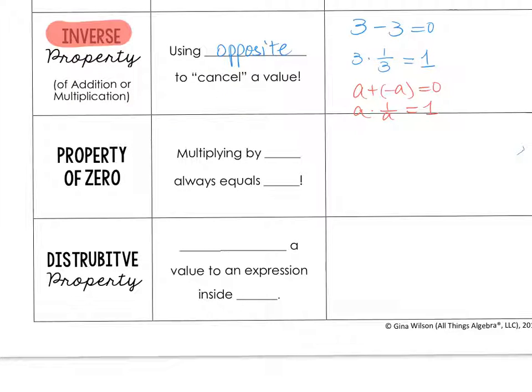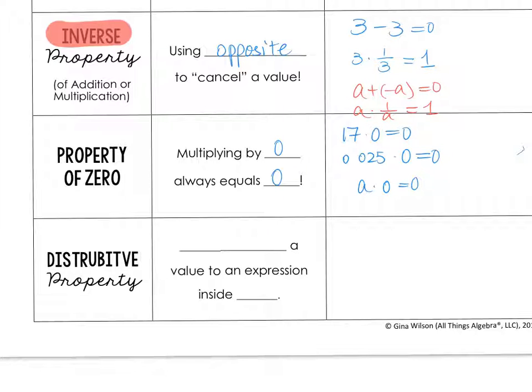Now, the property of 0 means that if you multiply something by 0, you always have the result of 0. It doesn't matter: 17 times 0 is 0, a decimal times 0 is 0, any number multiplied by 0. So I'll say A times 0 equals 0. That's the property of 0.